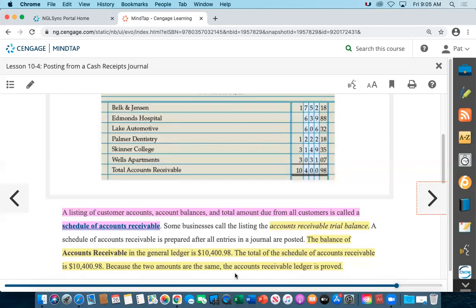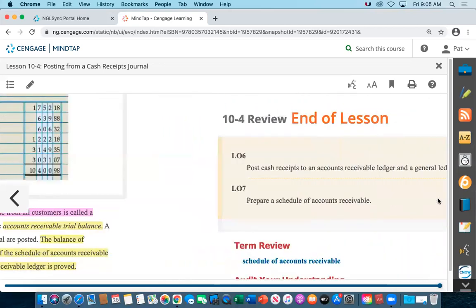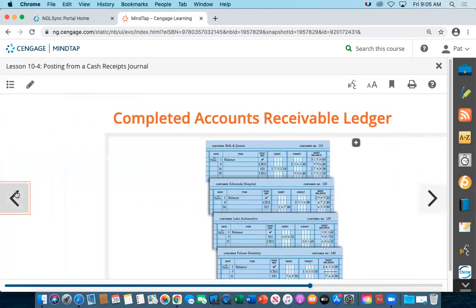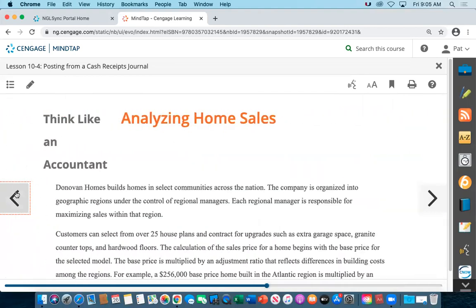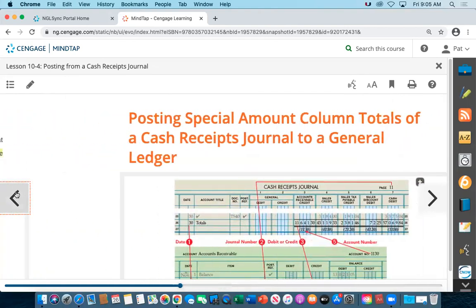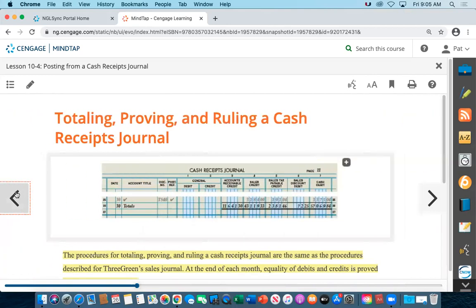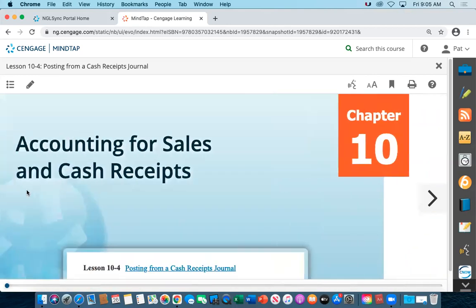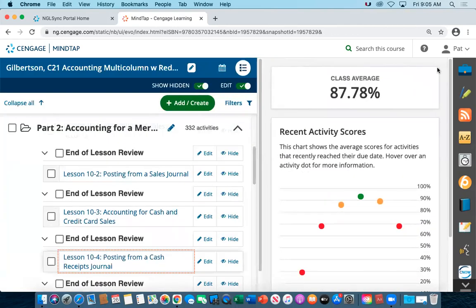So you just got a bunch of check numbers. All right, then. Just posting. Well, proving cash and schedule of accounts payable. There's a lot of stuff there. I gotta stop.